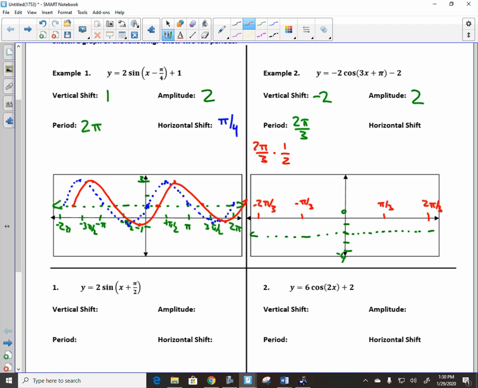Now I need to take pi over 3 and divide that in half, don't I? So I'm going to take pi over 3, and instead of dividing by 2, I'm going to multiply by a half. What's pi over 3 times a half? Pi over 6.